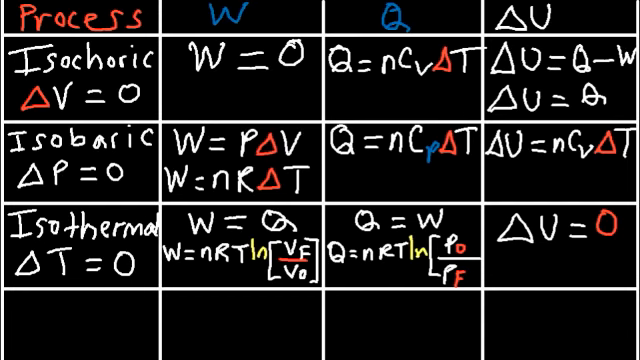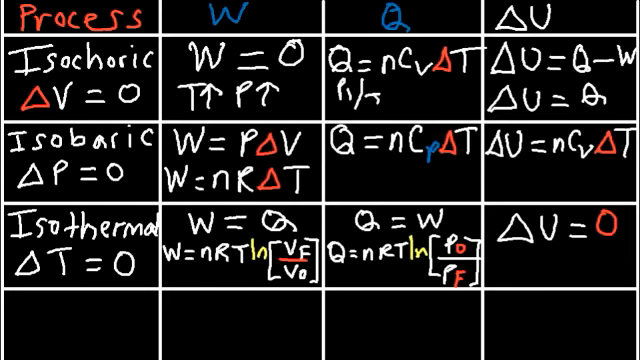Pressure and volume are inversely related. By the way, make sure you know the gas laws, because with these types of problems, you're going to be dealing with gases. For example, in an isochoric process, because the volume is constant, if the temperature increases, the pressure will increase. Therefore, you can use this equation.